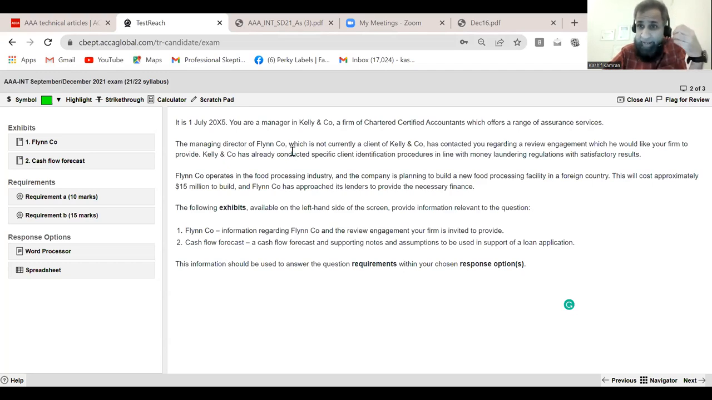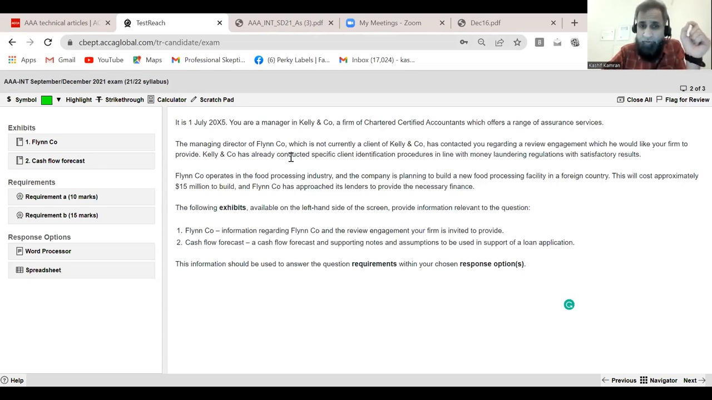So is Flynn my client? No. Is Flynn like a new client for my firm? Yes. Have I ever had any associations with Flynn? No. So which is currently not a client of your firm, right? But they want you to perform a review engagement.